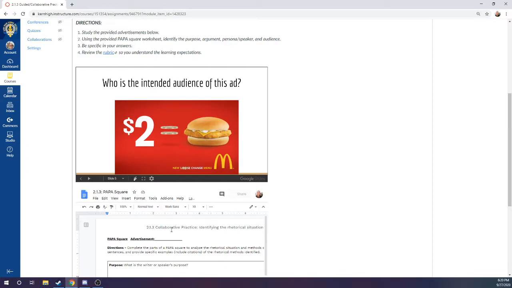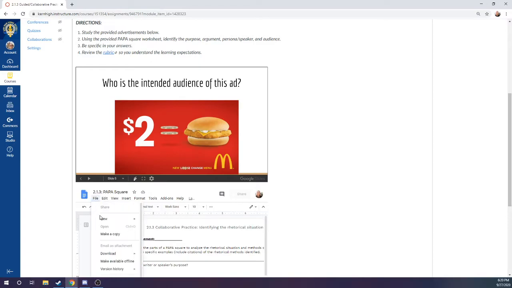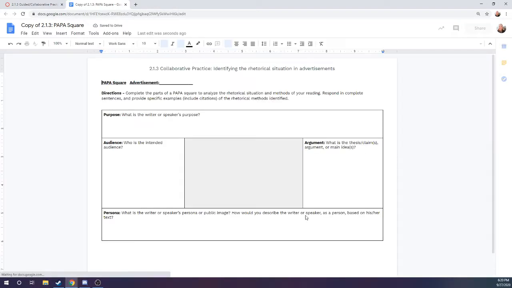And when you're done with that, this assignment gets a little tricky. I don't really like how it was built. I didn't make this. I'm not a fan of it. It's a little confusing, so I'll just show it to you right now. Oops, wrong button. Let's make a copy of this. All right, so this is the PAPA square, and I think this is a lot easier to use if you're just using one advertisement and you're breaking down the purpose, the audience, the argument, and the persona there.